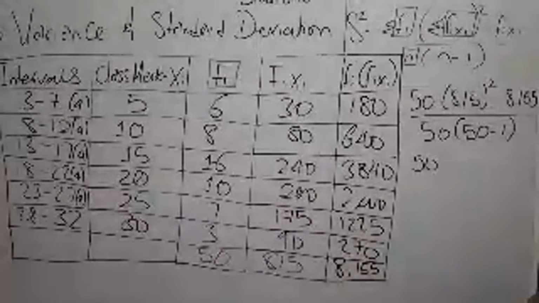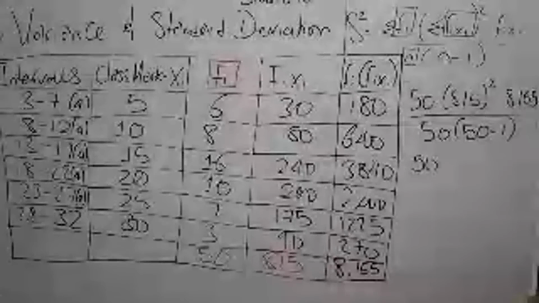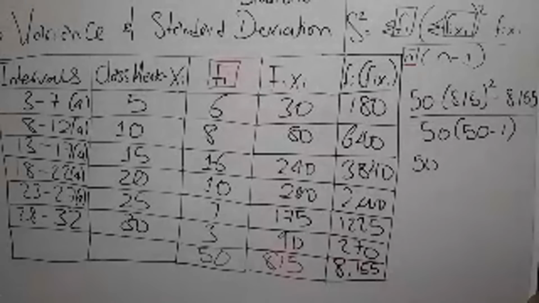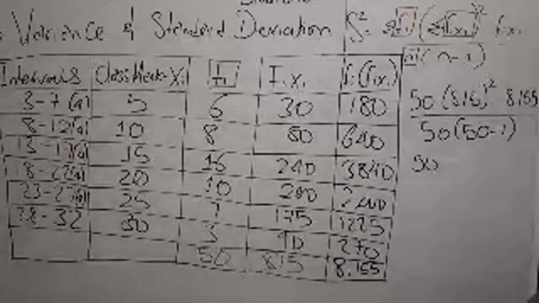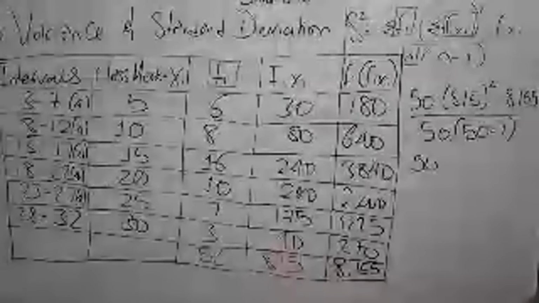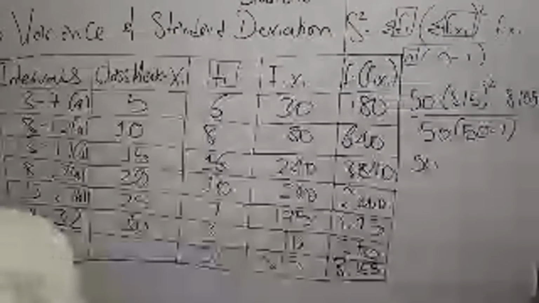So let's open this bracket. Let's use 50 to open this bracket. What are we having? Either way, let's use 50 and open the bracket. What do we have? That's 50 multiplied by 815.